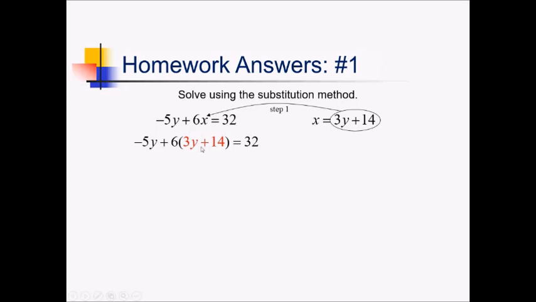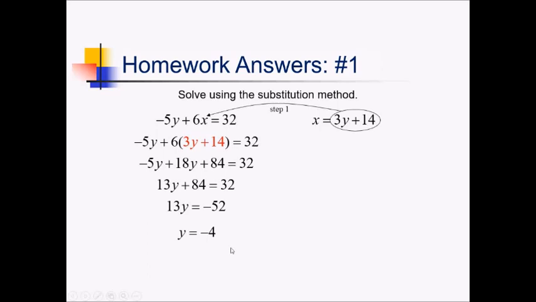So distributing that 6, we've got 18y plus, let's see here, that's going to be 84. And then simplifying a little bit further, these y's can combine to give me 13y plus 84 equals 32. Subtracting 84 from both sides, that's going to be negative 52 on the right side. And dividing both sides by 13, that's going to come out to y equals negative 4.